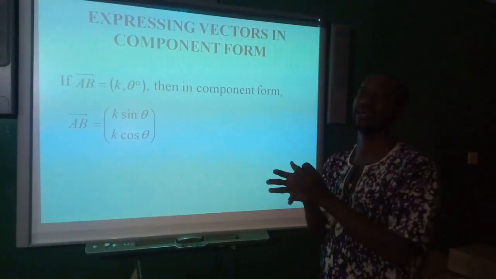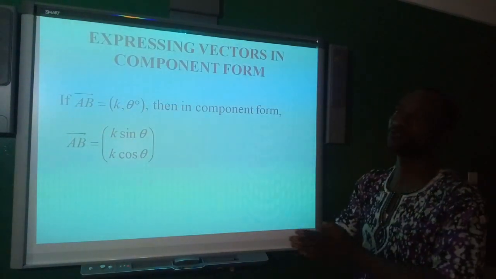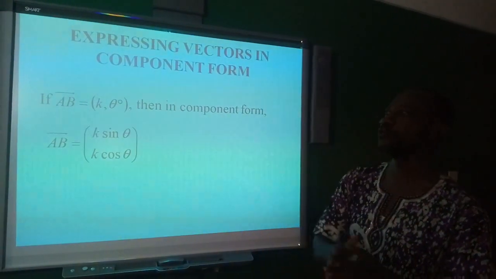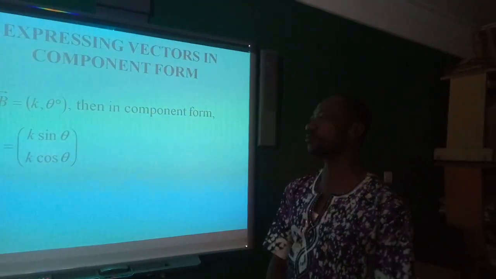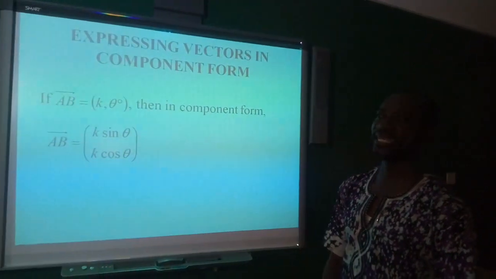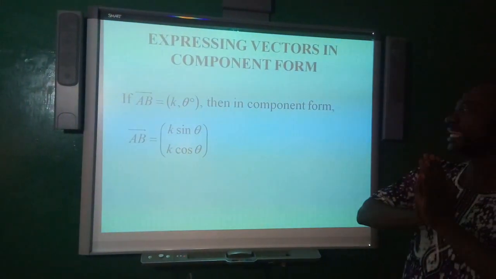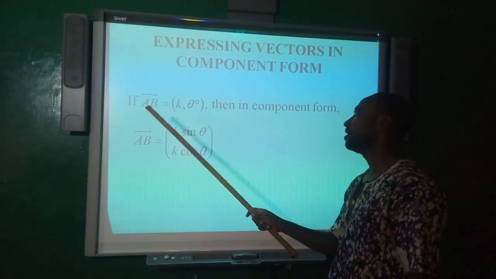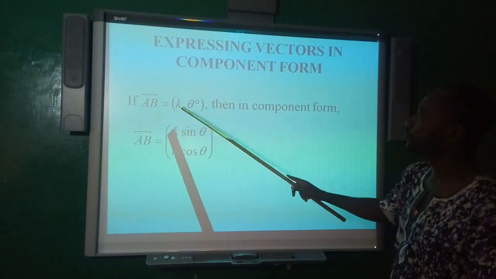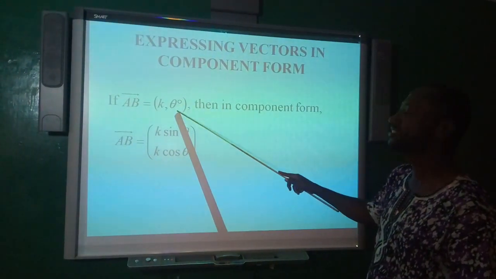Now, you can change from one form to the other. When you are given a vector in magnitude-bearing form, you can change it to component form. You can also do the other way around. So you want to start with expressing vectors in component form. So the vector is given to you in magnitude-bearing form. How do you express it in component form? So let's take this. Vector A is equal to magnitude k and then the direction theta degrees.